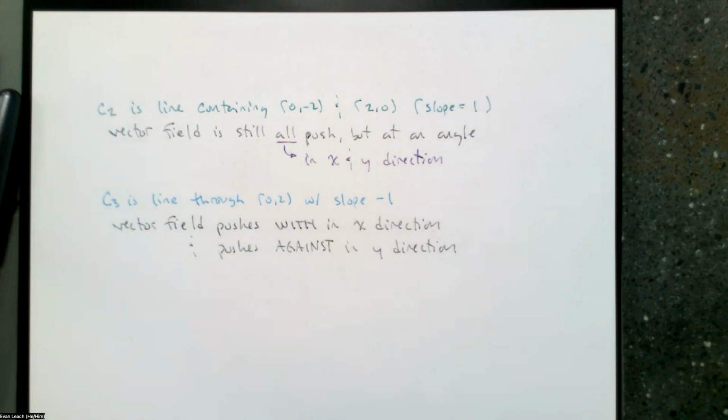The vector field pushes with in the x direction and pushes against in the y direction. The vector field is up and to the right. The path is down and to the right. Both say to the right, they agree in the x direction, but vector field says up, path says down.